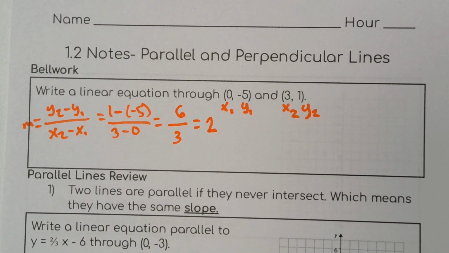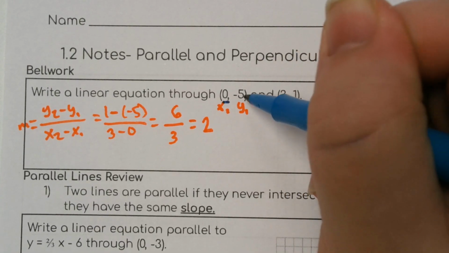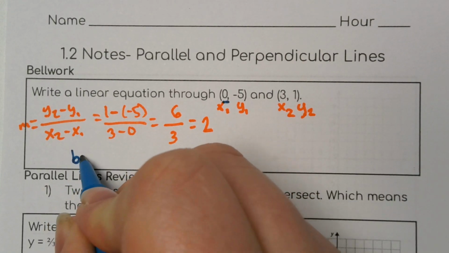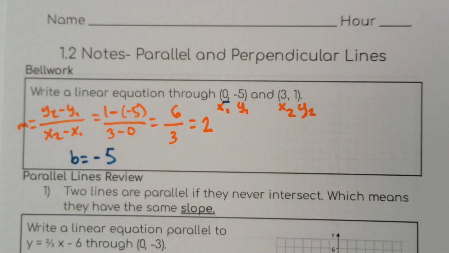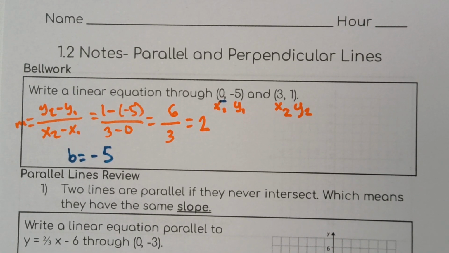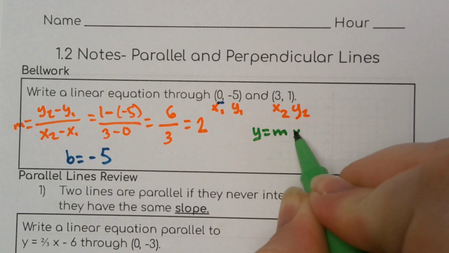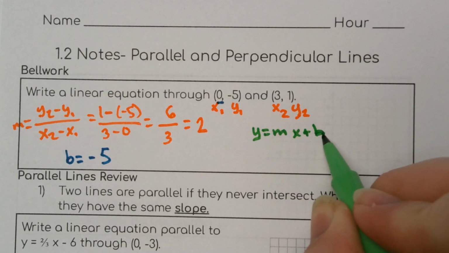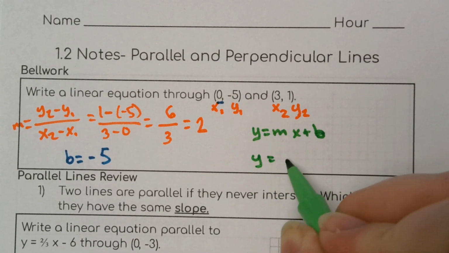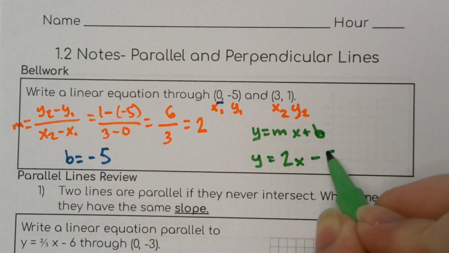Awesome. Okay, and then in this case, do I know my y-intercept off the top of my head? If I just look here. Yeah? What is it? It's negative 5. You're correct. Because when x is 0, my y value is negative 5. So my b value is negative 5. And then my fancy formula, y equals mx plus b, would be y equals 2x minus 5.